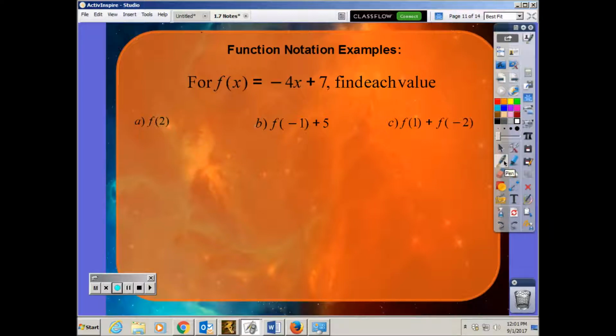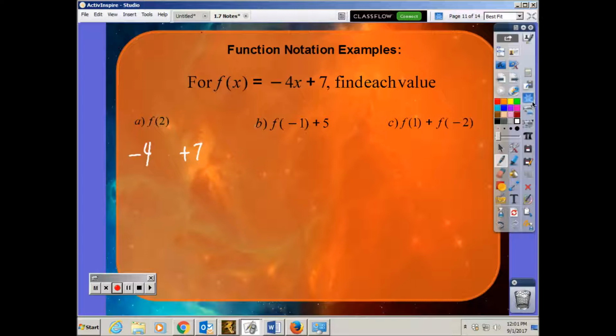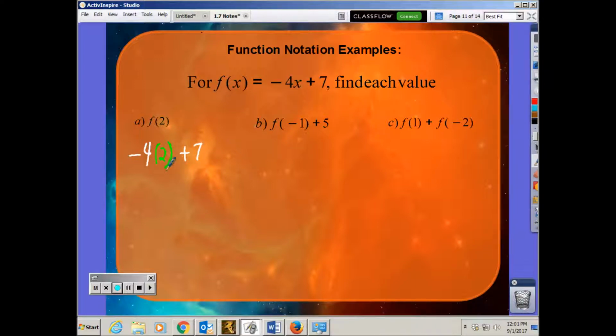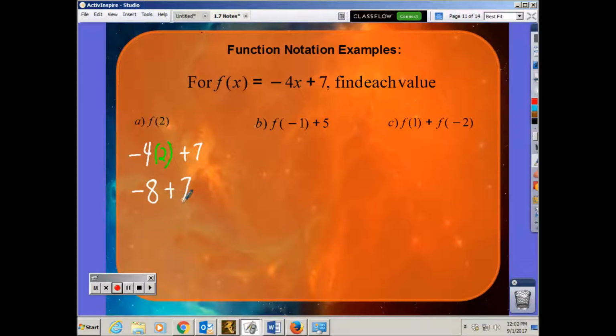When this says f of 2, it's saying basically take this equation and instead of x, plug in 2. So what is negative 4 times 2? What is negative 8 plus 7? And that's the answer. Okay, so let's talk about the next one.